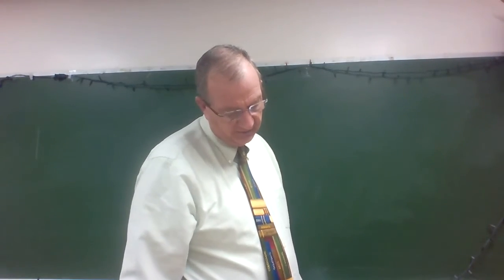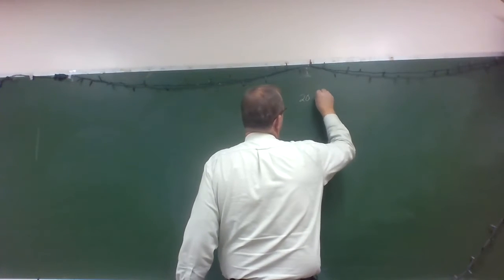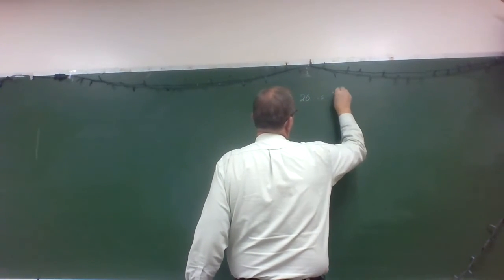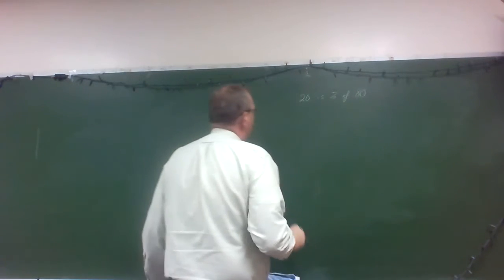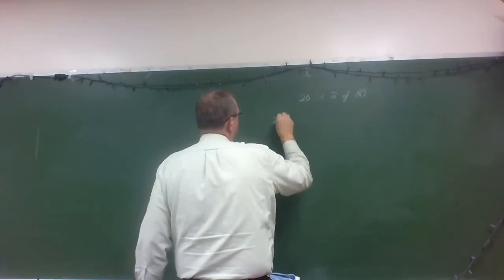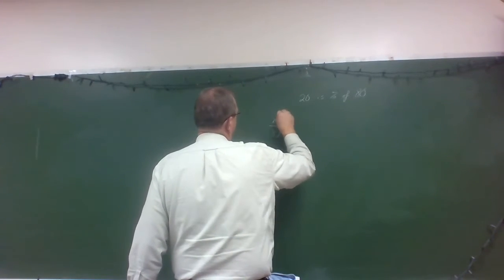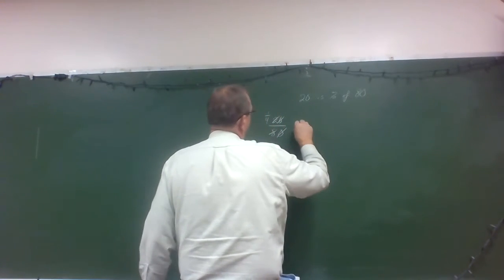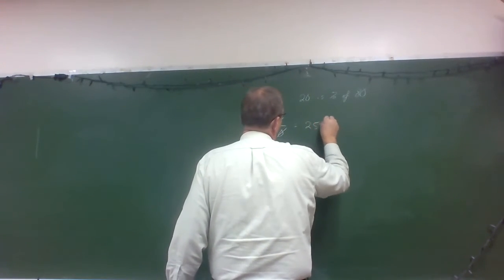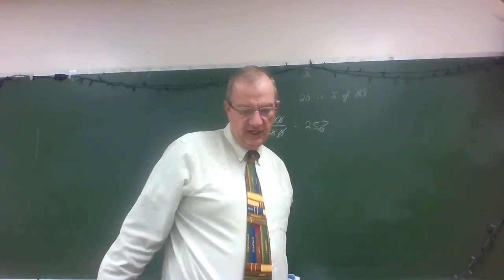Right, number 5. Find the percents. 20 is what percent of 80? Okay, so it's going to be 20 over 80, right? Now we're going to reduce that. That's going to be 1/4, right? We know that 1/4 is equal to 25%, don't we? Okay, so that's how you're going to do that.